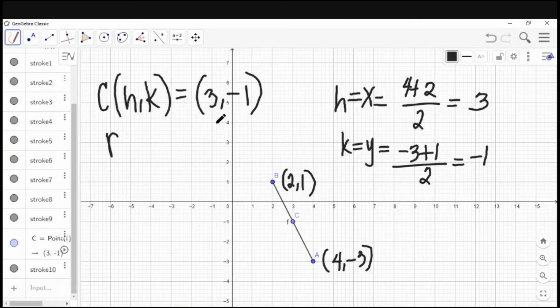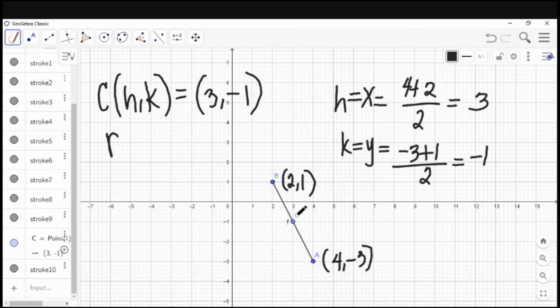Now for the value of the radius, like how we did it for the center, we must identify the relationship of the radius and the diameter. And we all know that the radius is half the length of the diameter. So that means if I know the length of my diameter AB, I just simply divide it by 2, and that's my radius. Using the distance formula, I'll be able to obtain the value of AB and divide it by 2 to get the radius.